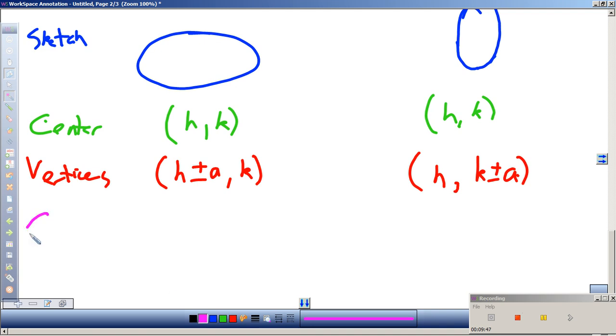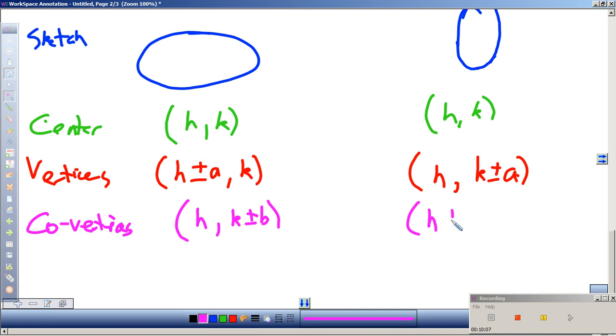So your co-vertices, what will they be? Because we're going straight up and down vertically to get to the two vertices. Over here, H plus or minus B, comma K.